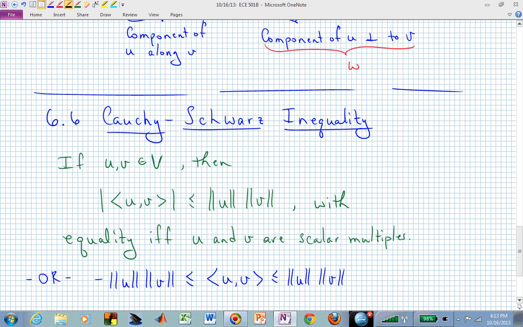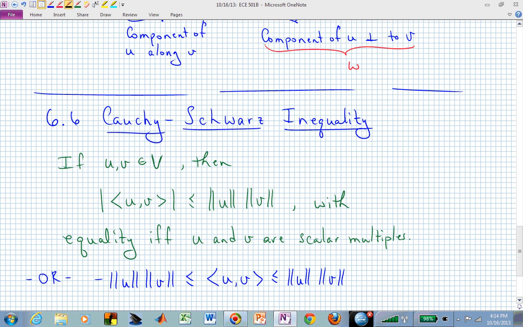Given two vectors that are in this vector space, capital V, then the magnitude of their inner product is less than or equal to the product of their two norms. Those norms are using the inner product that we're using. You have equality between the left-hand side and the right-hand side if and only if u and v are scalar multiples of each other, that they're aligned, essentially. Then you have equality.